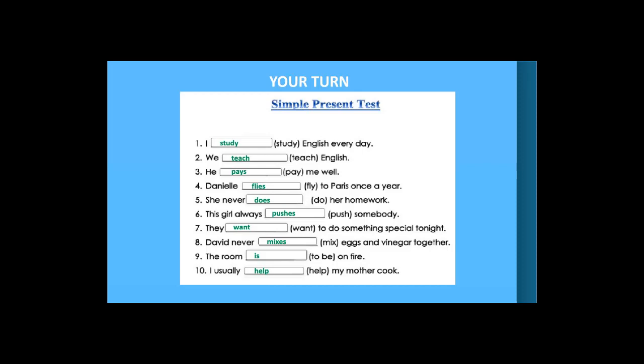So this exercise has been taken from Live Worksheets, and you can go onto Live Worksheets and look at other exercises with the present simple tense as well.